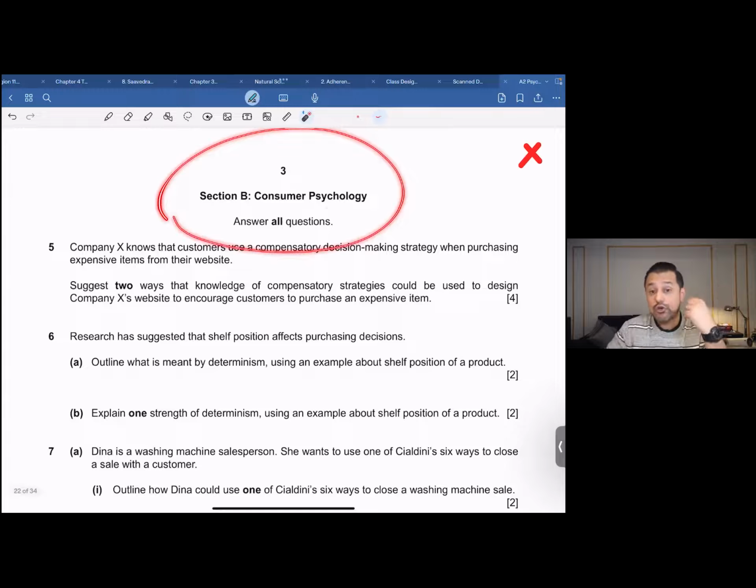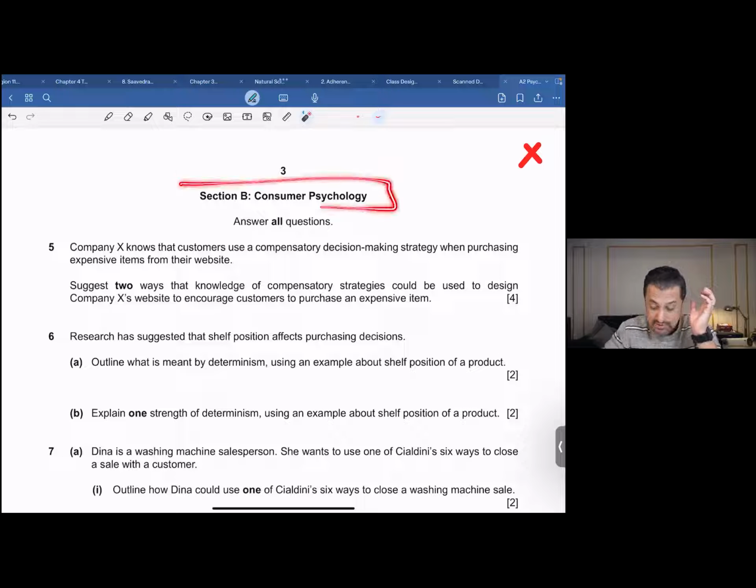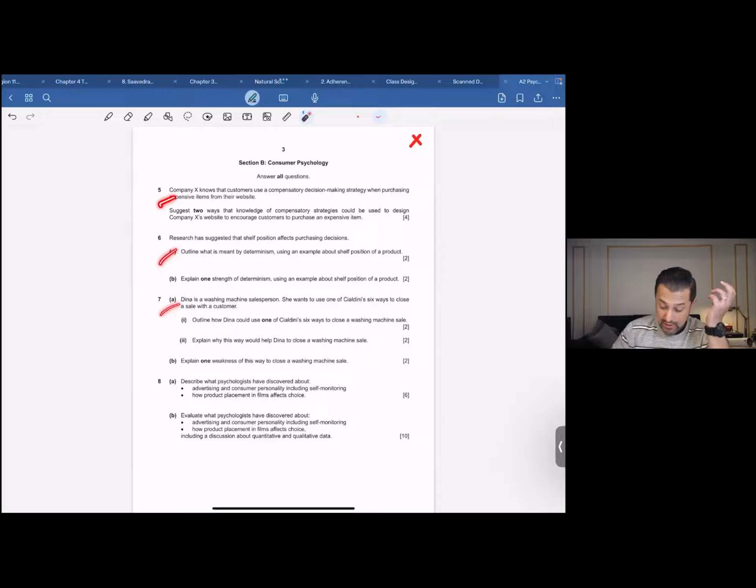Now, because I do not teach consumer psychology, I expect you to not even have a look at these questions, right? Because of those 90 minutes that you get, every single minute counts. Do not get distracted. Don't even have a look at it. Just see section B says consumer psychology, skip, and move on to the next section. So 5, 6, 7, and 8, you would not even read if you haven't studied consumer psychology.